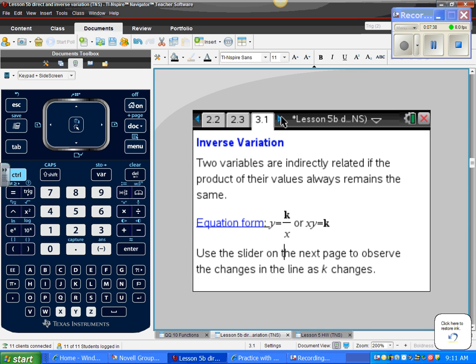Inverse variation. This is the one that is tested much more often. I doubt that you see a direct variation. I know you will see an inverse variation. Okay? So, inverse variation, two variables are inversely related if the product of their values always remains the same. So whenever you see inversely related, the first thing you're going to write down is y equals k over x. So y equals k over x. K still stands for constant of variation. Good, the variable that doesn't change, constant of variation.